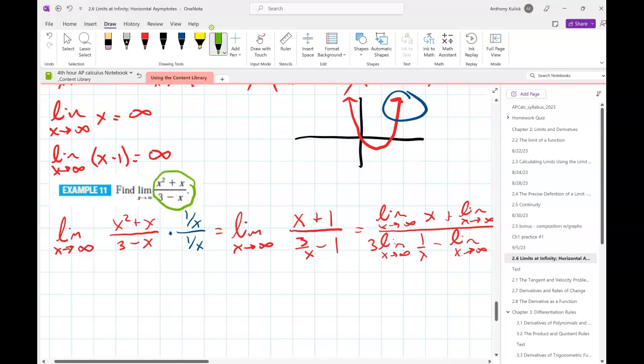If I look at this, what kind of function is this? Well, it's a polynomial over a polynomial, right? We call that a rational. Remember from Algebra 2 or even pre-calculus, to find the asymptotes for a rational function, you compare the degree of the numerator with the degree of the denominator, right? There's 3 cases. If the degree of the numerator is greater than the degree of the denominator, like in this case, we're going to have a slant asymptote, right?